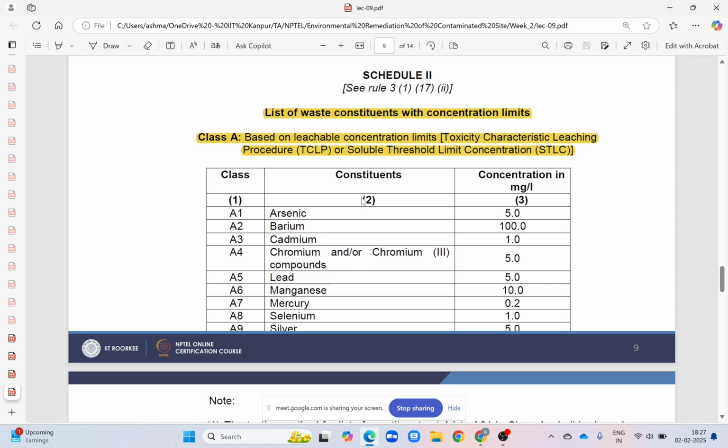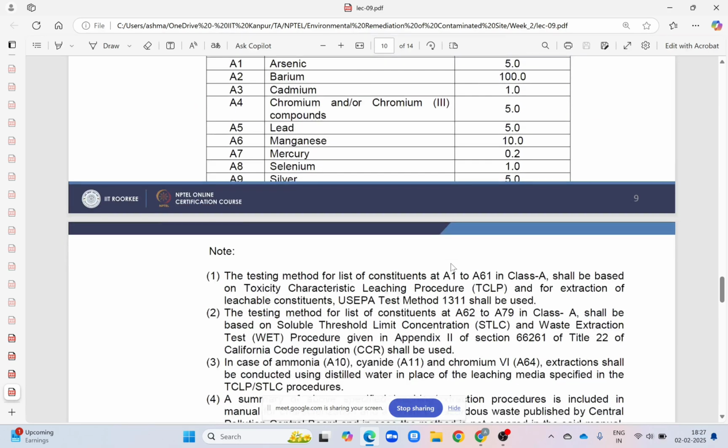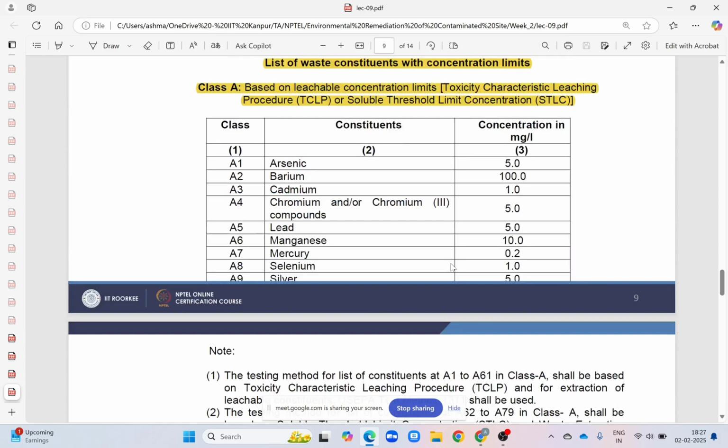So if after doing the TCLP test any of these contaminants is more than the limit, then the waste will be considered hazardous. We have limits for various metals, and also there are limits for pH and organic compounds.